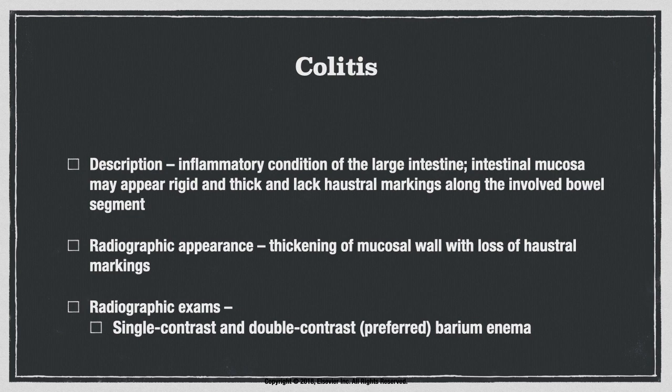Colitis, an inflammatory condition of the large intestine. Intestinal mucosa may appear rigid and thick and lack haustral markings along the involved bowel segment. The radiographic appearance is a thickening of the mucosal wall with loss of haustral markings. You're going to do a barium enema. You can do a single contrast, but a double contrast is preferred.